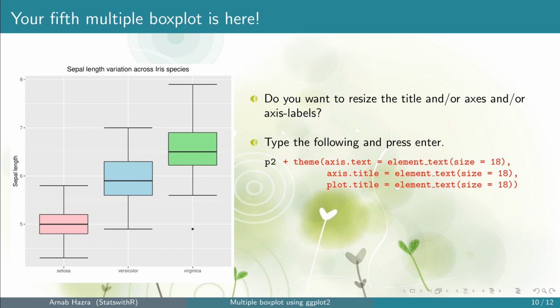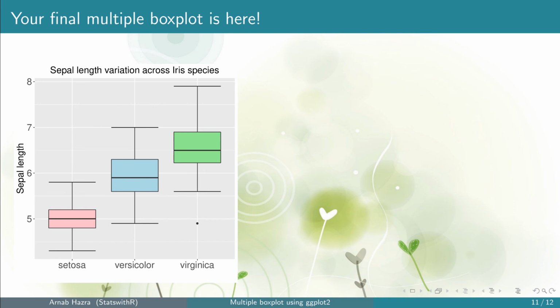If you don't want one or two of them, you can remove those lines. The larger the size you want, you need to fix a larger number. So choose a number accordingly. Now press enter. Okay, you get your final multiple box plot. You might consider this ggplot for your presentation or in your publication.